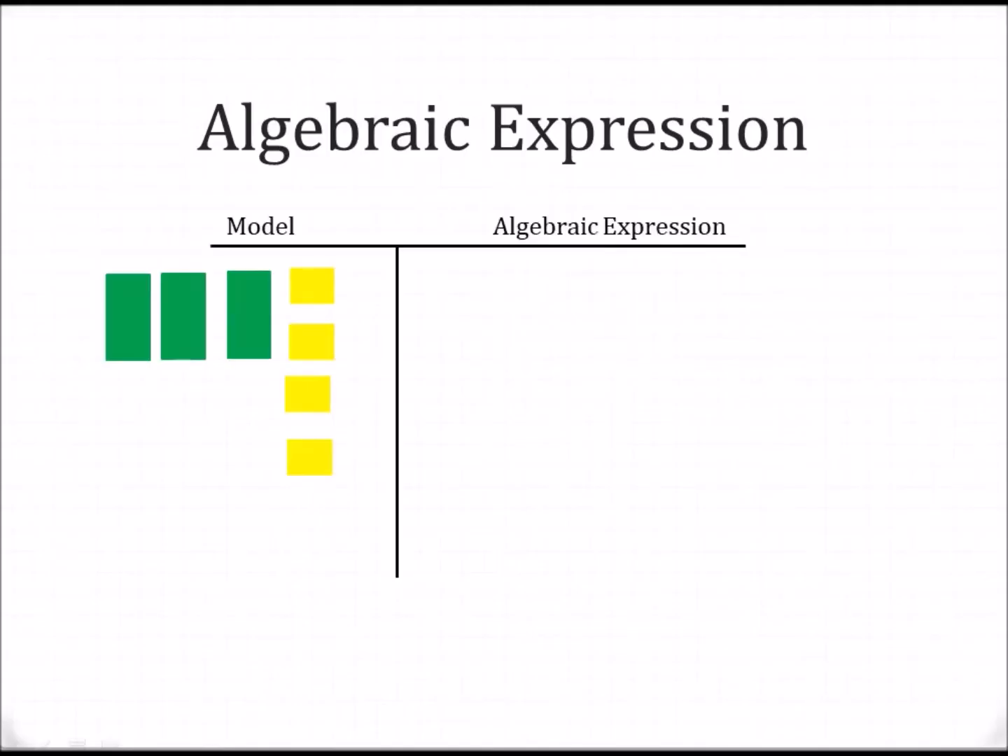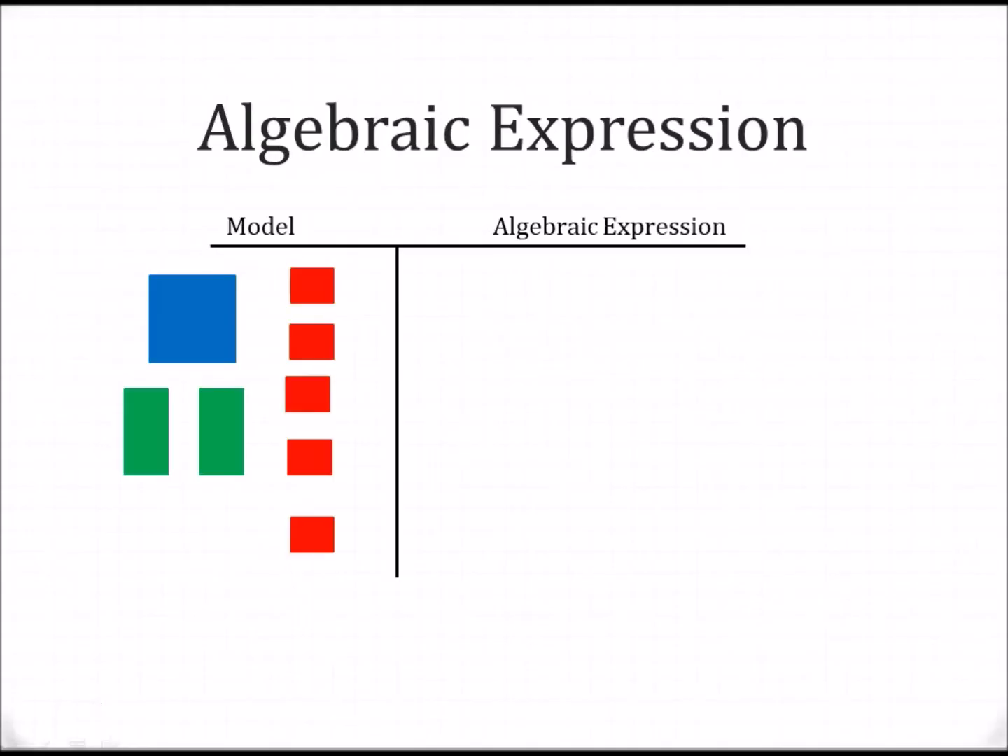For example, in this case, my model is that I have 3 green tiles right there and 4 yellow tiles. So our expression is 3x plus 4 because the green was the x and the yellow was the 4. The next model we have is 1 of the x squared, 2 of the x's, and 1, 2, 3, 4, 5 of the unit numbers. So our expression is x squared plus 2x, and then notice it's minus 5 because it is a red color. Normally it was a yellow color to represent the positive.